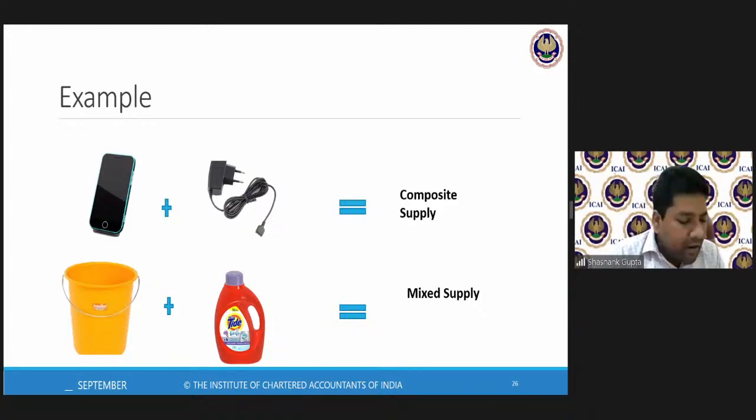So we've concluded our discussion around composite supply and mixed supply. Now I will pause my discussion here and I would request your queries specifically around composite supply and mixed supply. And then we will move on to our rest of the discussion.